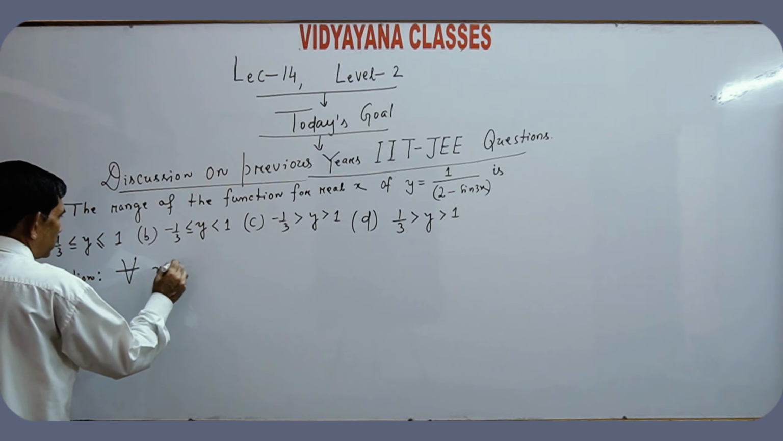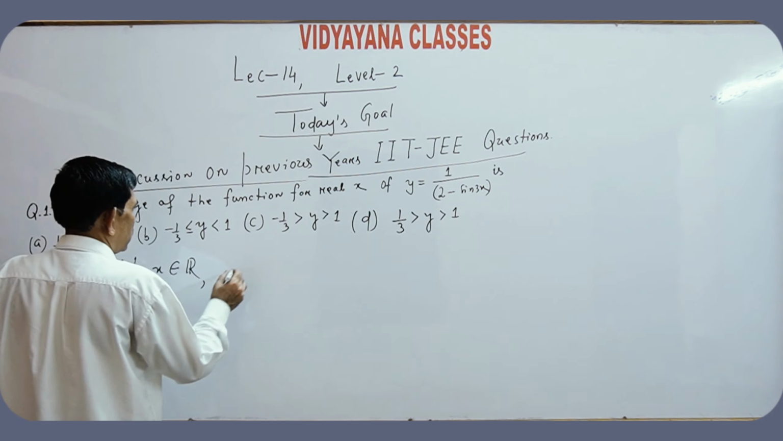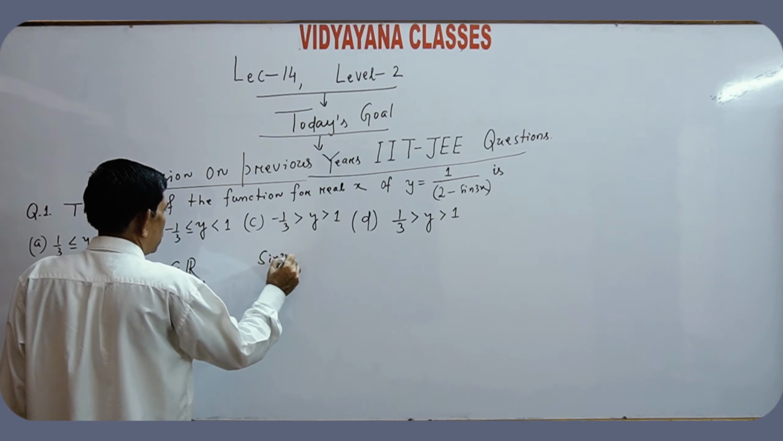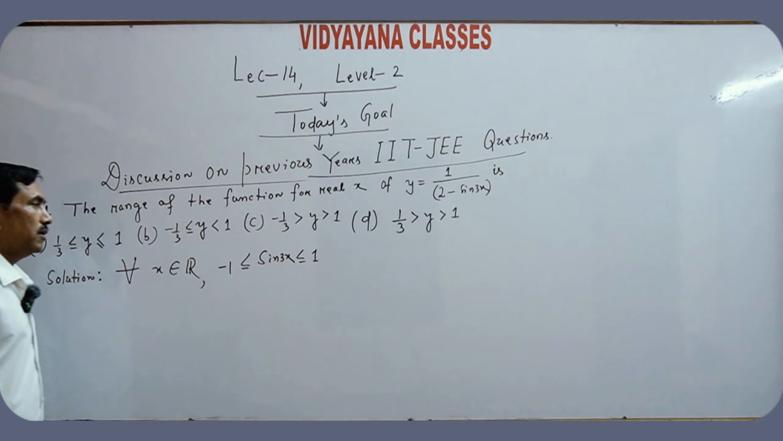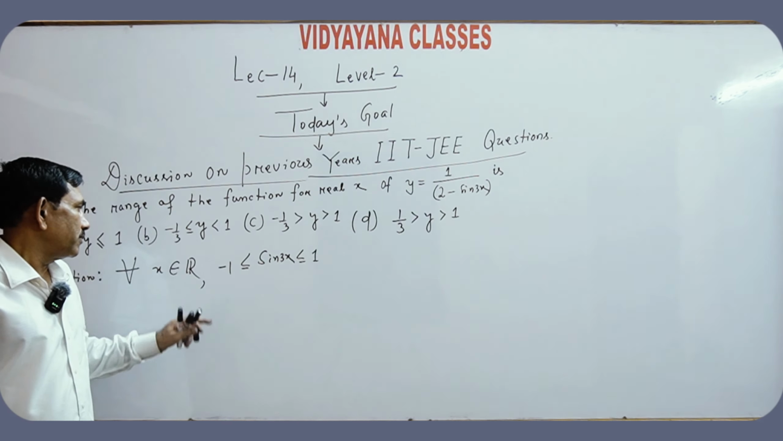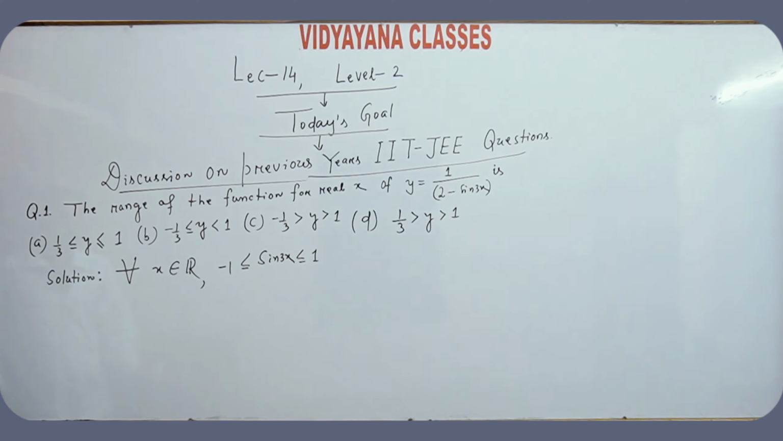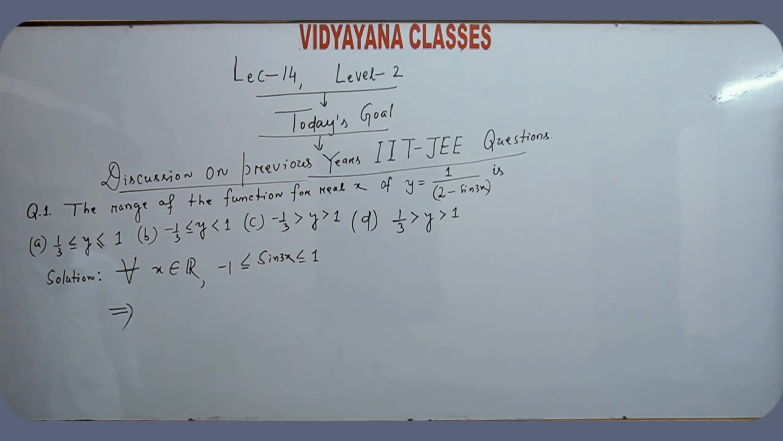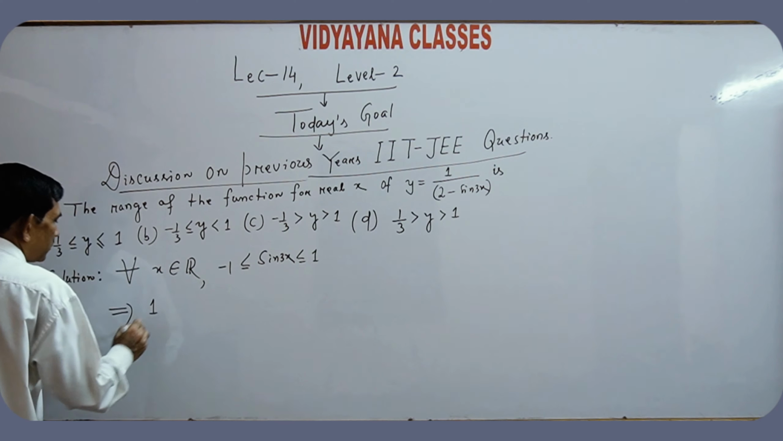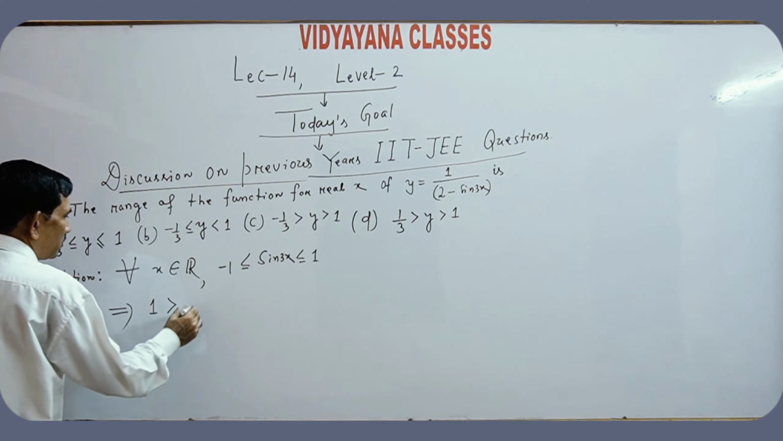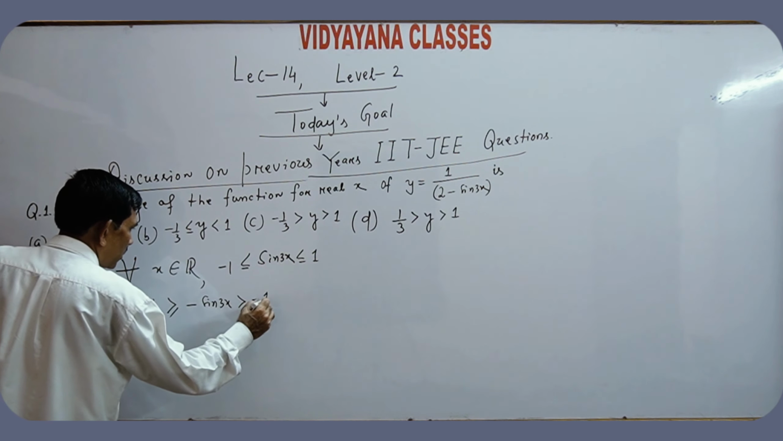For all x belonging to the set of real numbers, sin 3x is greater than or equal to minus 1 and less than or equal to plus 1. Multiplying by minus 1 everywhere, it gives 1 greater than or equal to minus sin 3x greater than or equal to minus 1.